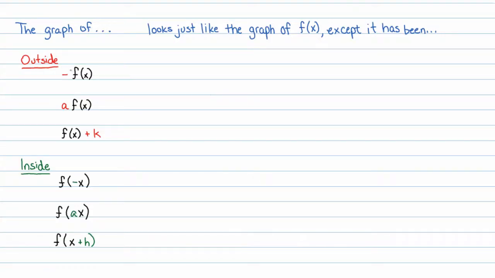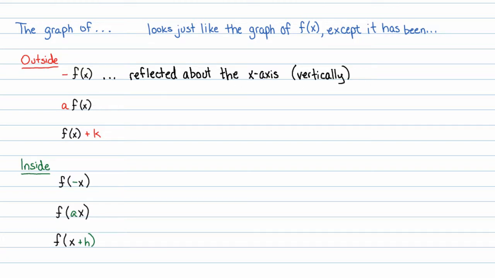So the graph of the opposite, or the negative, of f of x looks just like the graph of f of x, except it's been reflected about the x-axis. And I will write down that that's a vertical, I'll say vertically, because that's a vertical reflection, up-down type of reflection.